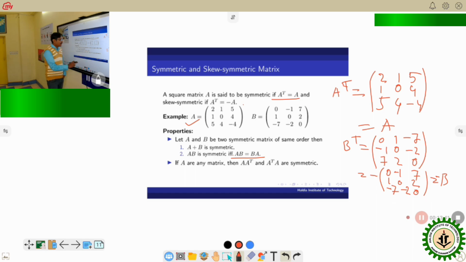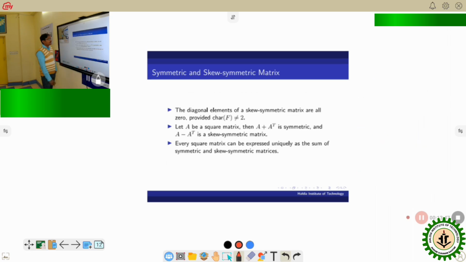If A is any matrix, then A plus A transpose and A transpose A are always symmetric. The diagonal elements of a skew symmetric matrix are all 0. This is a property, and it is simple. What is a skew symmetric matrix? That is A transpose equals minus A. And what are the diagonal elements of this?